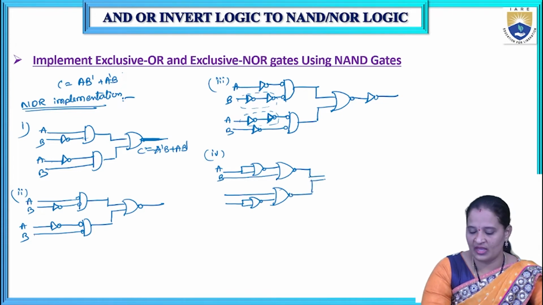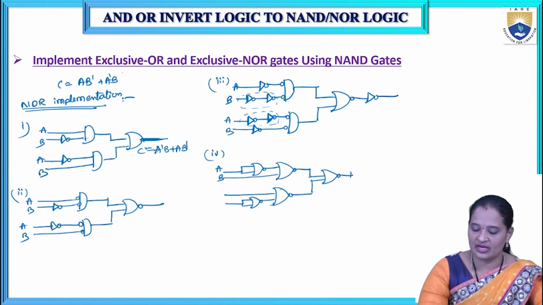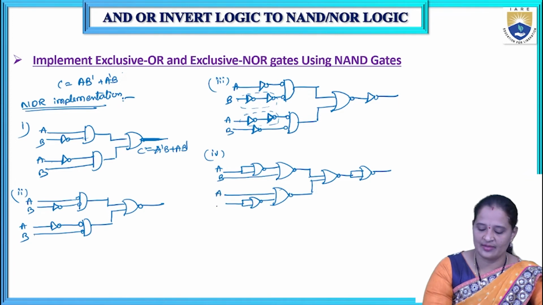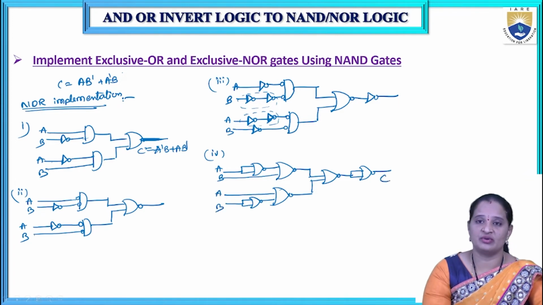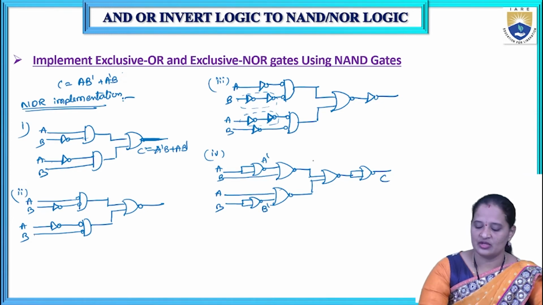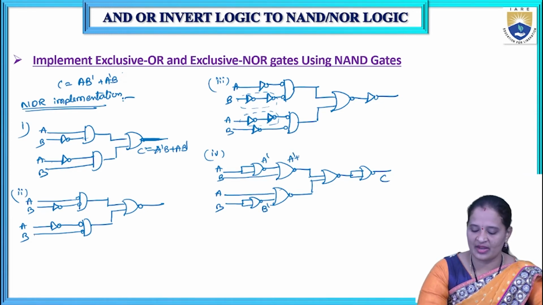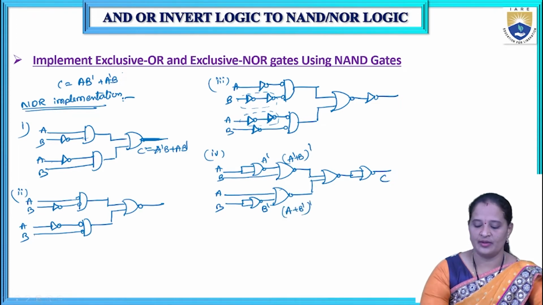And anyhow, we have an inverter. We have a NOR gate here, and this inverter again should be replaced with a NOR gate. So this is A, B. Now let us verify whether the output is identical to this or not. This is A bar. This is B bar. So now what will I get? A bar plus B whole bar, because it is a NOR gate, right? This is A plus B bar whole bar, right?